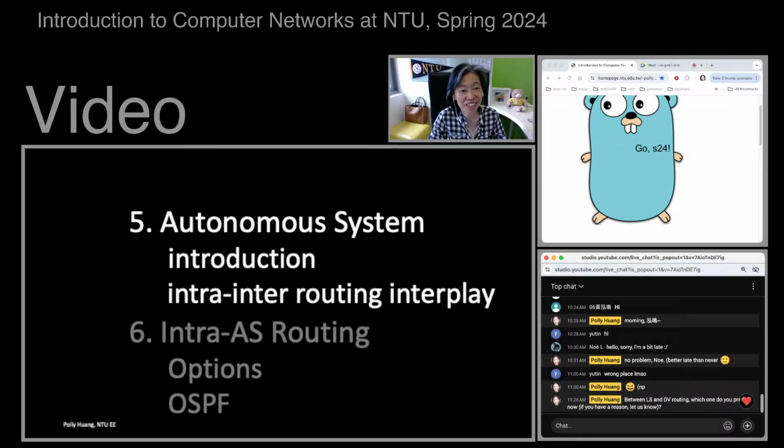All right, so you hear that link state is more predictable, distance vector less predictable. Okay, so here, the poll is between link state and distance vector routing. Which one do you prefer now? If you have a reason, let us know.